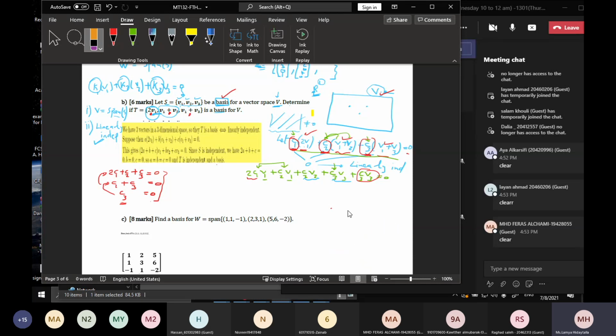Now, find a basis for W equal to the span of these vectors. If we have a set, this is our W space, and it is spanned or generated by these three vectors. Let's say that this is our vector space, and I have here a space, and this space is generated by this and this and this. It is a subspace, correct?